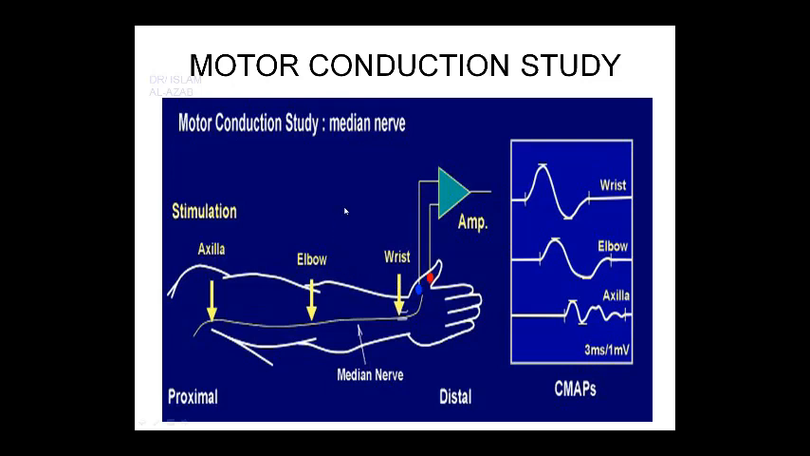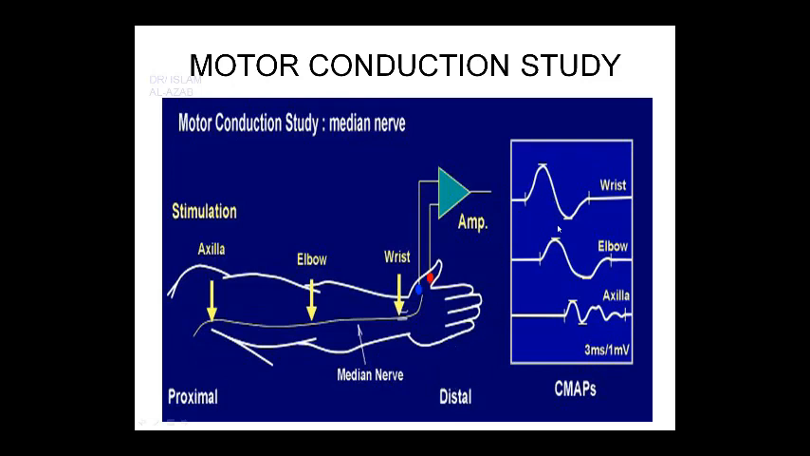This is a picture of motor conduction study of the median nerve. As we see, here is the recording at the abductor pollicis brevis muscle. Here, the first stimulation site is at the wrist. The second stimulation site is at the elbow. The third is at axilla. The axilla is the proximal stimulation site, and wrist is the distal stimulation site.